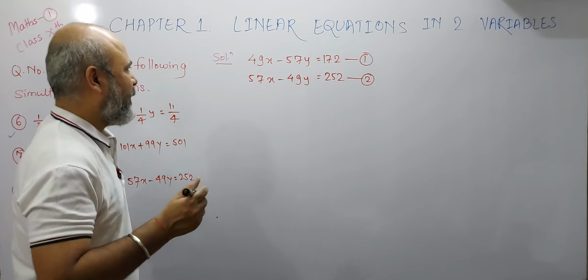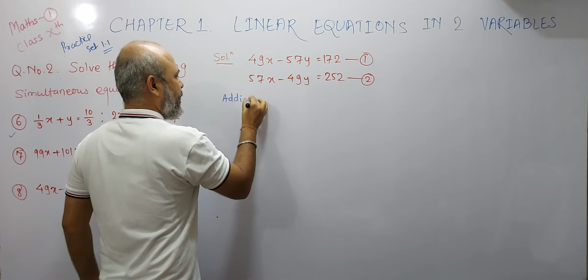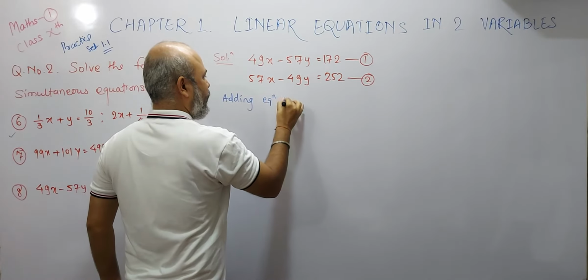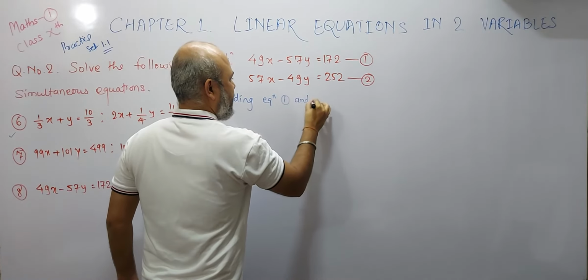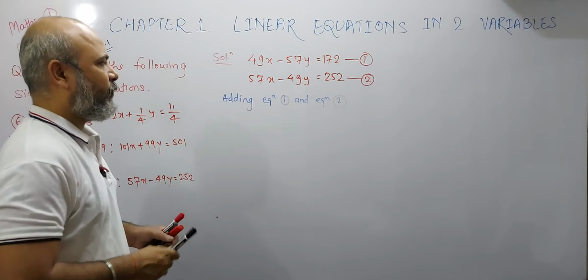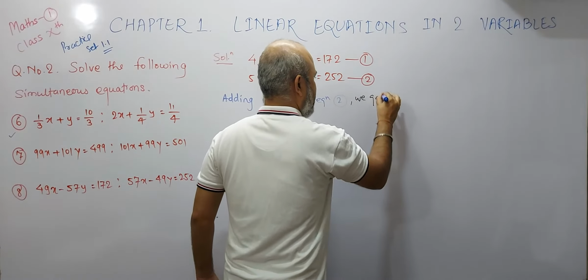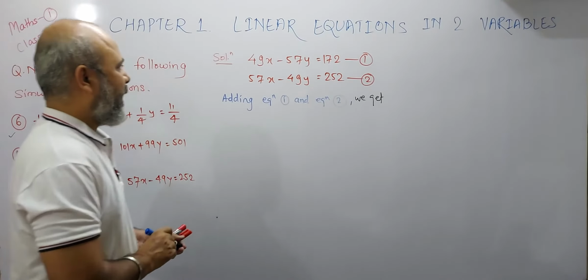So I will write: adding equation 1 and equation 2. So I'm going to add equation 1 and 2, and we get, so now you will add equation 1 and 2.